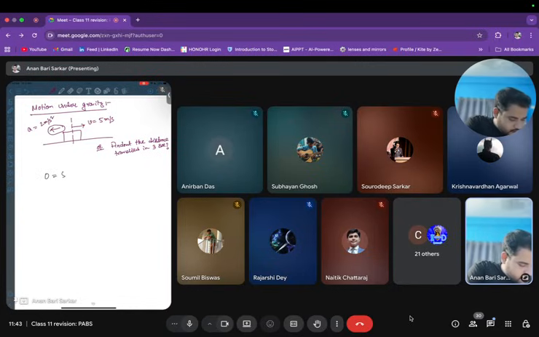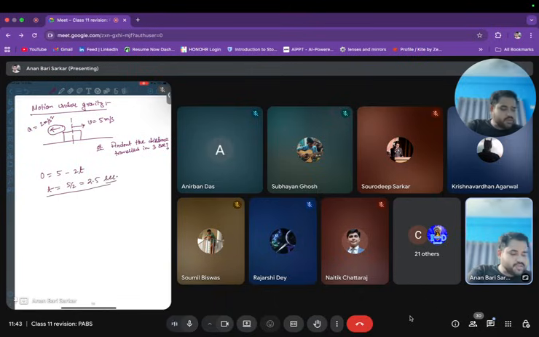Zero equals to 5 minus 2t. t equals to 5 by 2, 2.5 second. मतलब starting from t is equal to 0 where the particle was here, to t is equal to 2.5, the particle will come to rest.